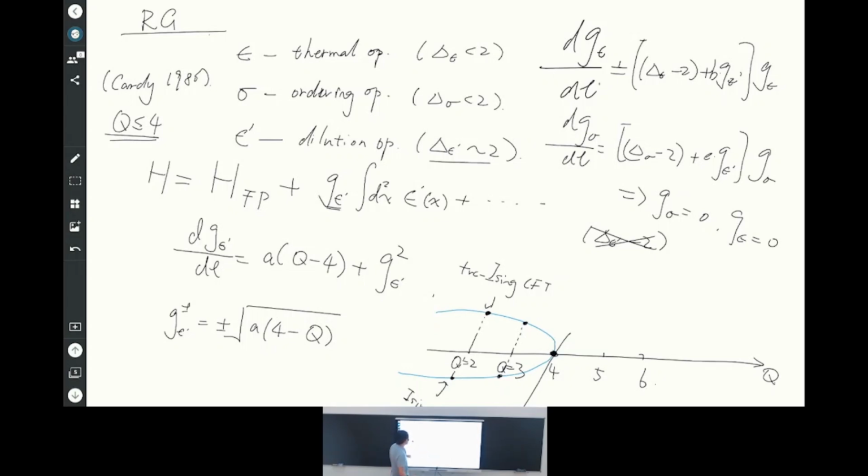It's some shifted version of that. No, I didn't. Which equation do you mention? H equal H fixed point plus G epsilon prime. That thing suggests that the fixed point is at G epsilon prime equal to 0. Yes, so this gives 0, and this gives the fixed point here, right?